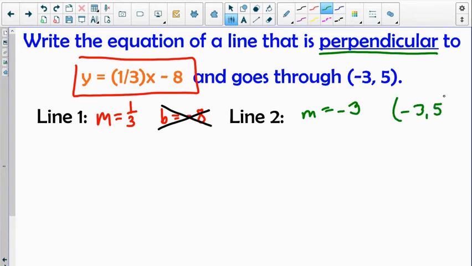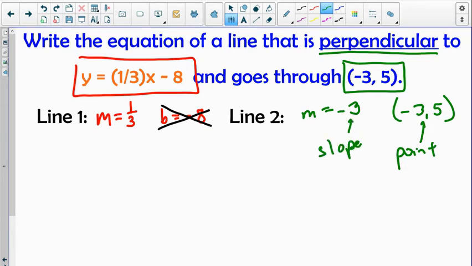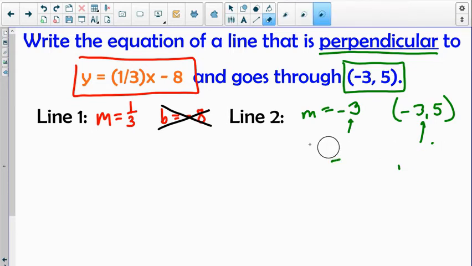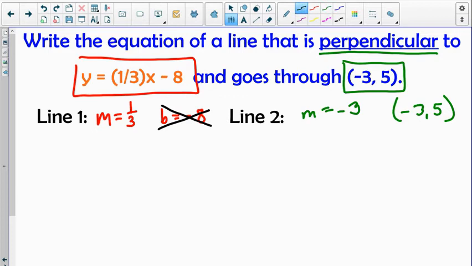We also know that this line has to go through the ordered pair given here, -3, 5. And since we're given a point and the slope of the line, we might as well write the equation in point-slope form. So that's the long one that has the parentheses in it. We've been writing a lot of equations in this form lately.